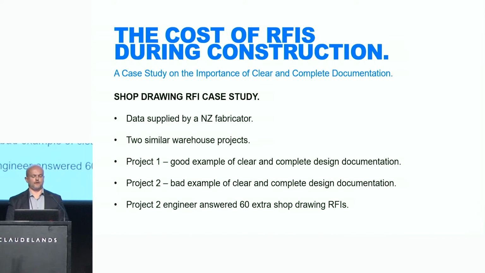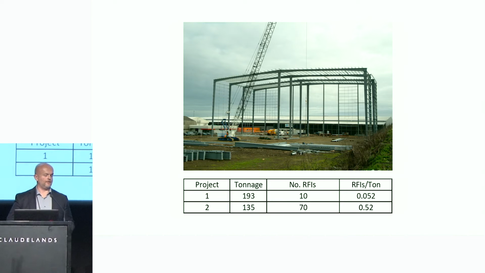So this is the data from Alistair from SCNZ. He said, okay, let's look at a couple of similar projects, a fairly simple portal frame warehouse. Project 1 had good documentation, and Project 2 was an example of poor documentation. He approached a fabricator and asked for the number of RFIs issued for these jobs, and then compared them. For number 1, they got 10 RFIs, and for the second one, they got 70.